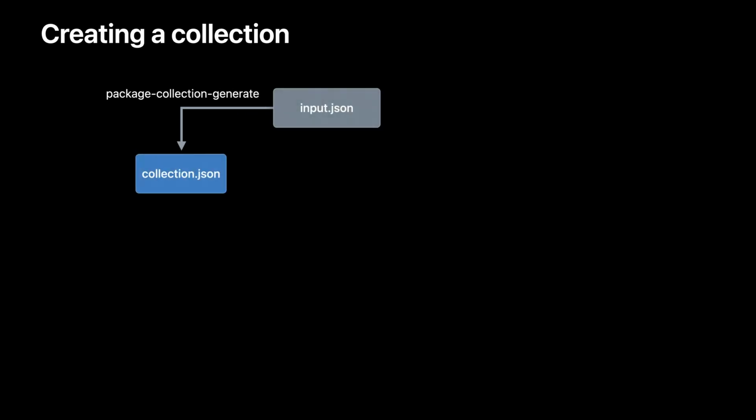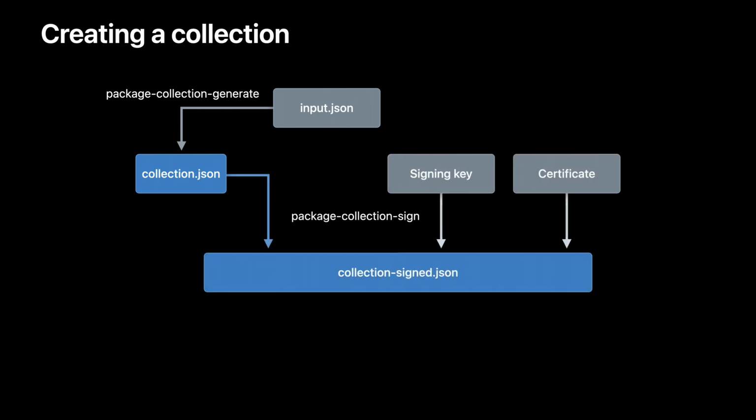Distributing a collection based on the input.json file is a three-step process. First, we use the generator to create an output.json file. Then we take the output and a signing key plus certificate to create a signed collection with a sign tool. And finally, we can distribute the signed collection, either by sharing it directly or by putting it on a web server.